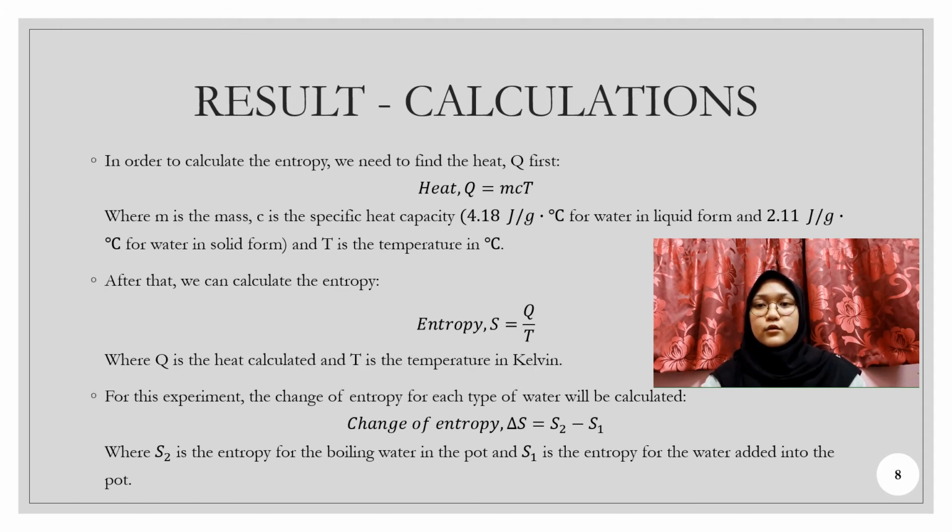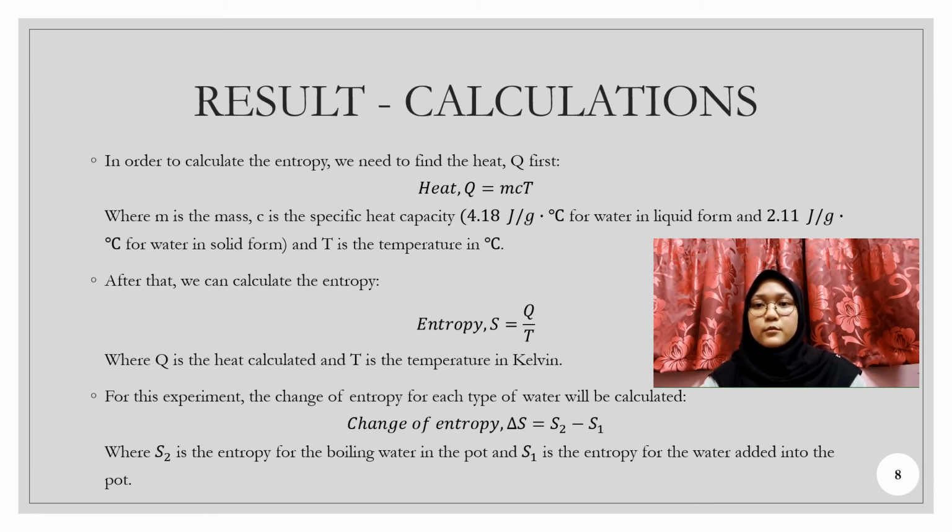In this case, we are going to use the average temperature. After that, we can calculate the entropy. The formula used is entropy S equals Q over T, where Q is the heat calculated and T is the temperature in Kelvin, which is 368.15 Kelvin or 95 degrees Celsius.